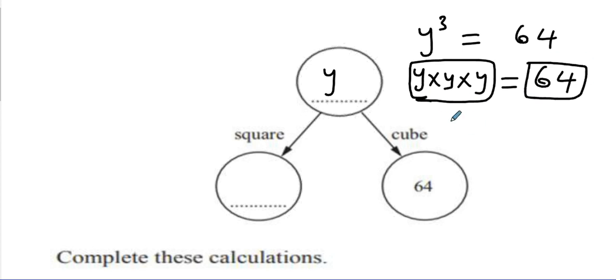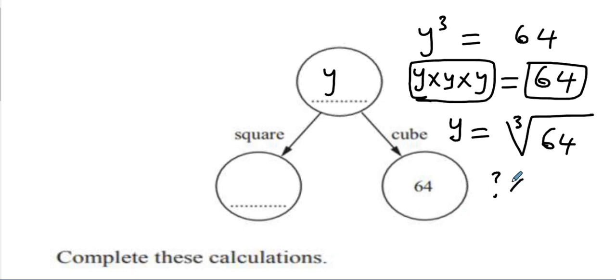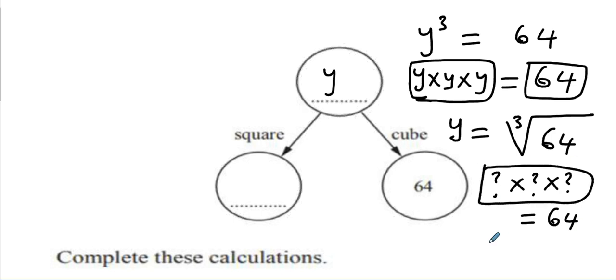In other words, to get that number, you need to find the cube root of 64. That is, which number times itself 3 times gives you 64? So that number is equal to 4, because 4 times 4 times 4 gives you 64. So the number you put here will be equal to 4. That means 4 cubed equals 64.